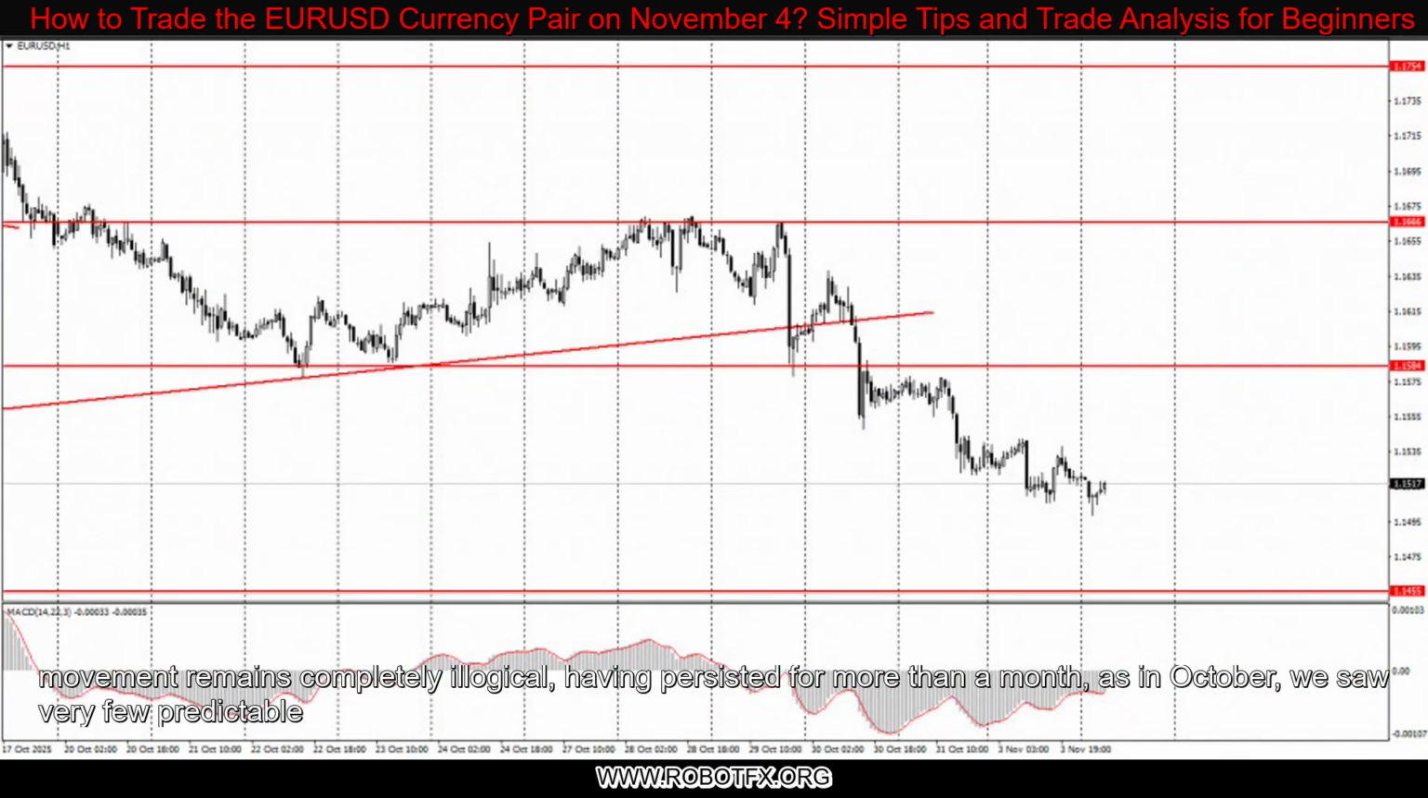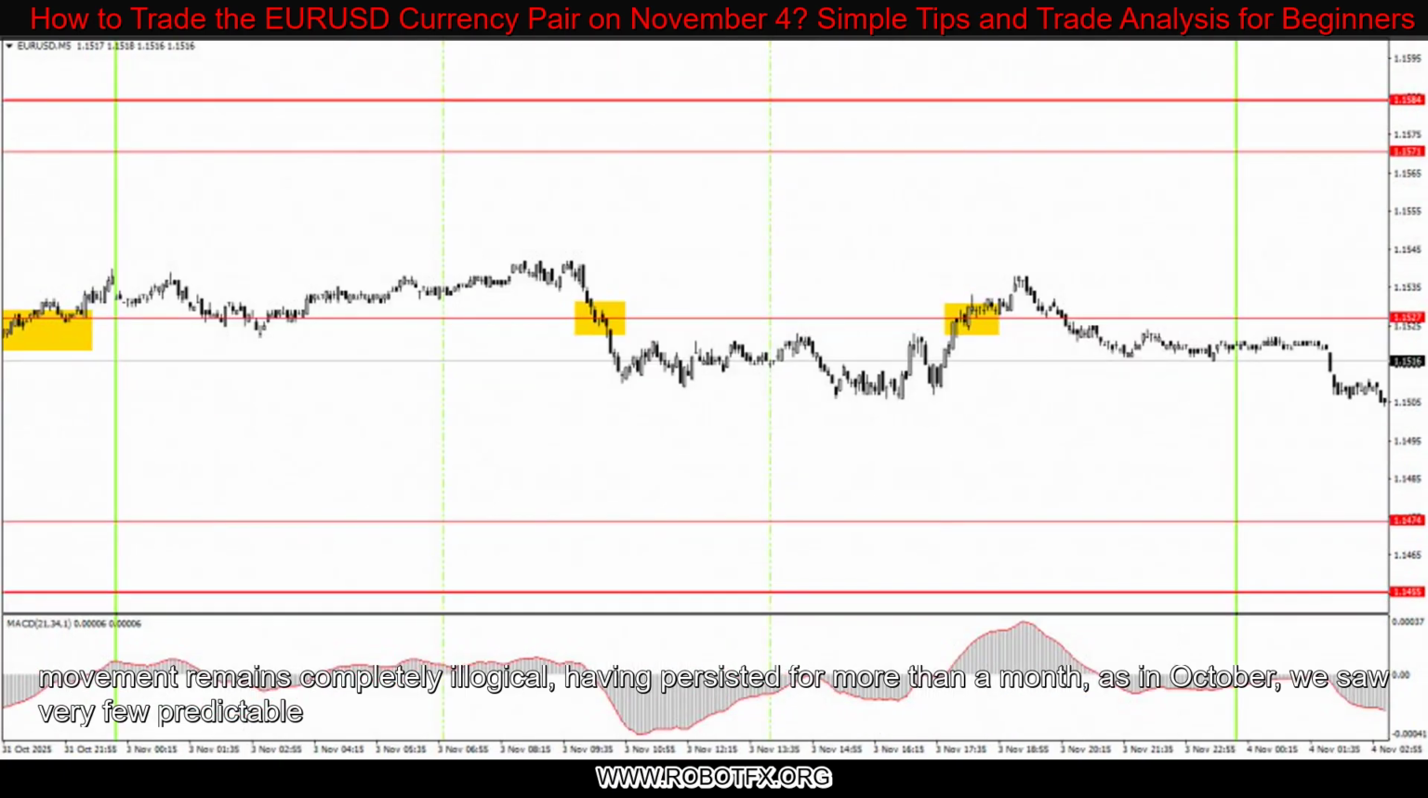Therefore, we emphasized to our readers that the current movement remains completely illogical, having persisted for more than a month, as in October we saw very few predictable movements.